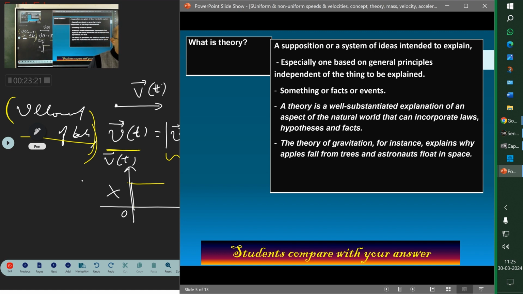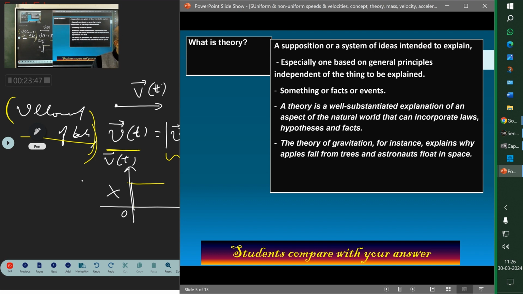Okay. Now the electron is revolving around the nucleus of the atom. So it started like that. But then there were several experiments which proved it. The theory of gravitation, for instance, explains why the apple falls from trees and astronauts float in space. So there is a theory which explains both these things simultaneously.